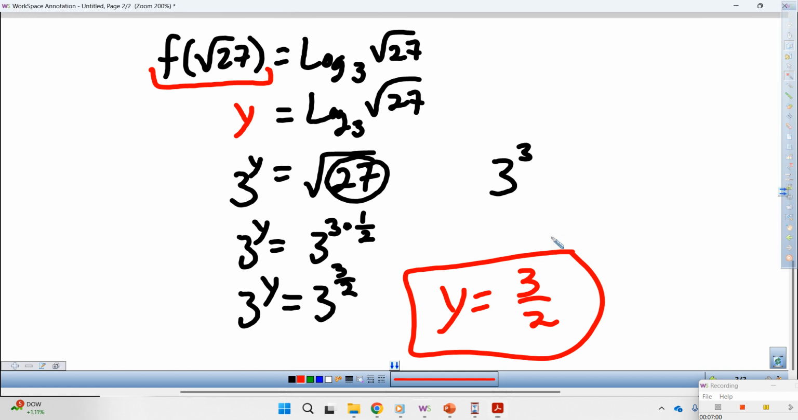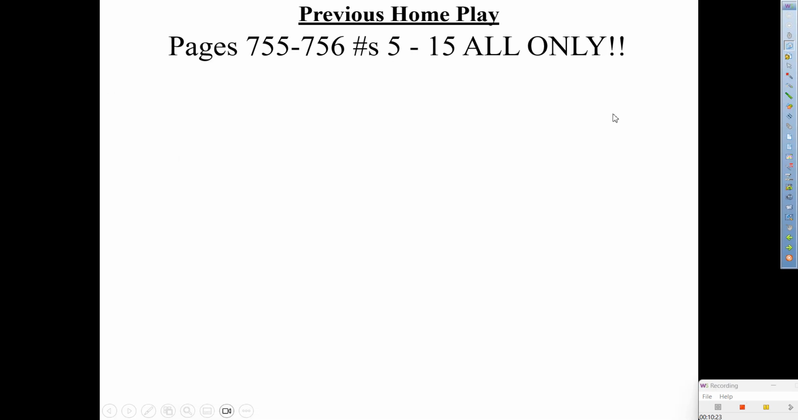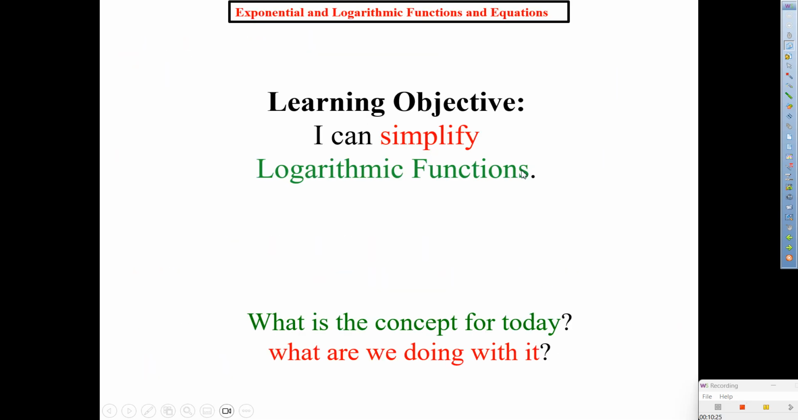And for the other two, remember the last one is the one that's going to give you a little bit more of a challenge because you need to use half or 1/3 powers and so on and so forth. All right, set that aside. Oh, this is tonight's home play.